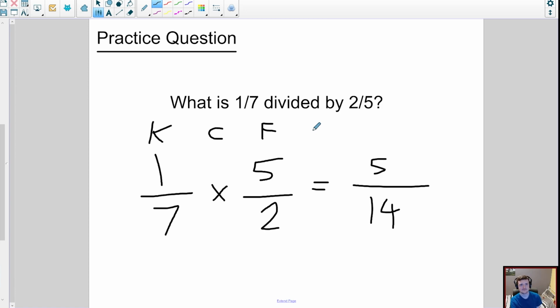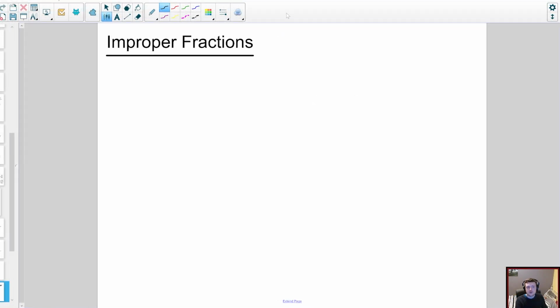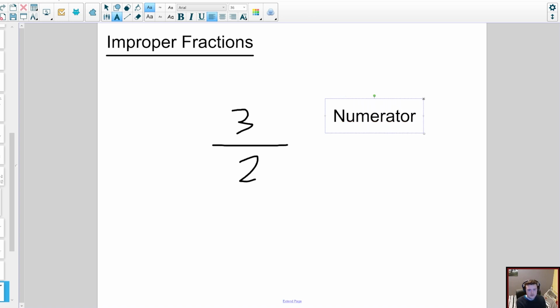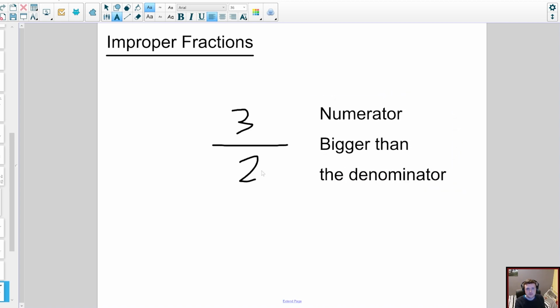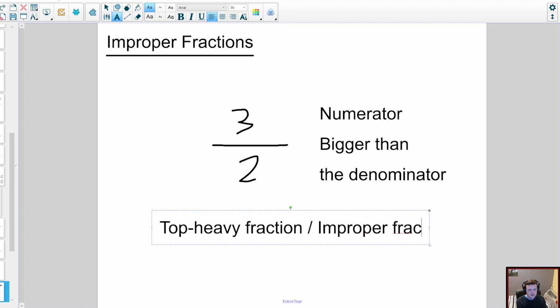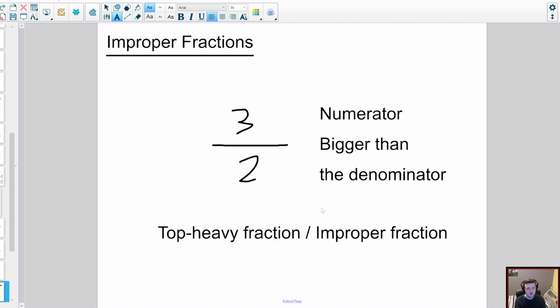Back to old me. So moving on, we've got an improper fraction. Well, what is an improper fraction? Let's take probably the simplest improper fraction, which is 3 out of 2. Okay? What we've got is a numerator bigger than the denominator. Or, in non-math speak, the top number is bigger than the bottom number. What that means is that we can call this a top-heavy fraction, an improper fraction, and it essentially means that our answer is more than 1.